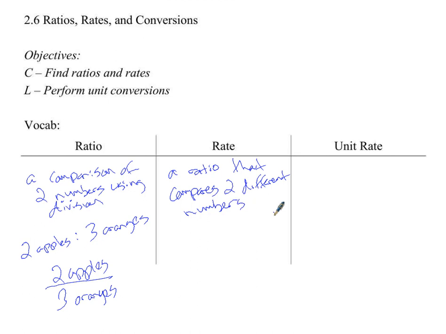For example, I could say 60 minutes in 5 miles worth of walking or something like that. That's different than we normally would see the units miles and minutes, but that is a rate.